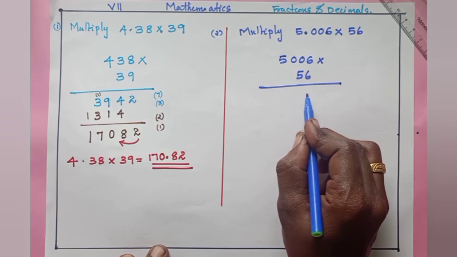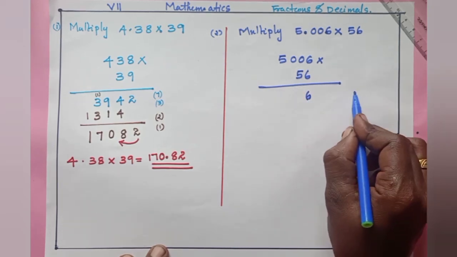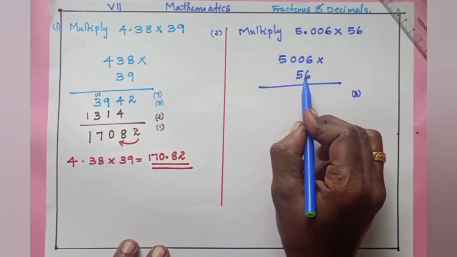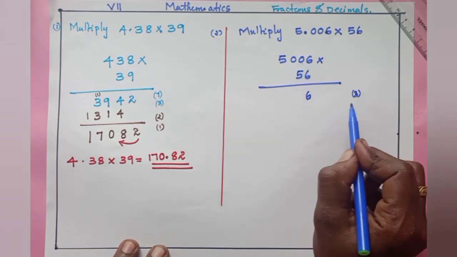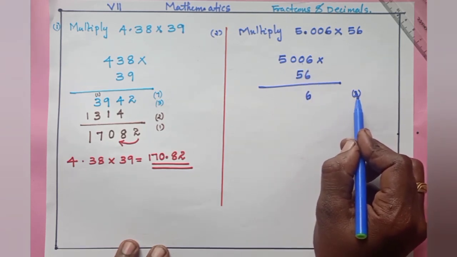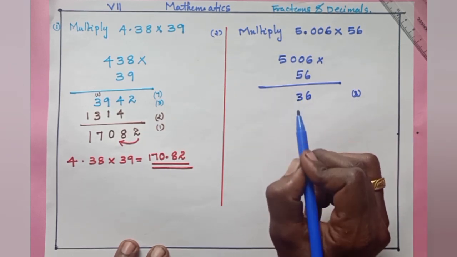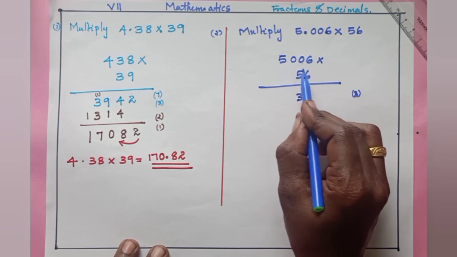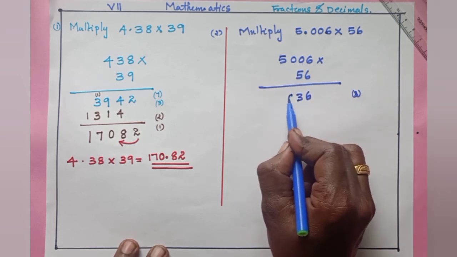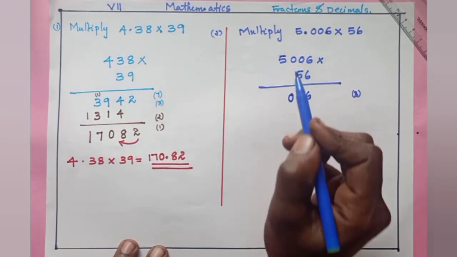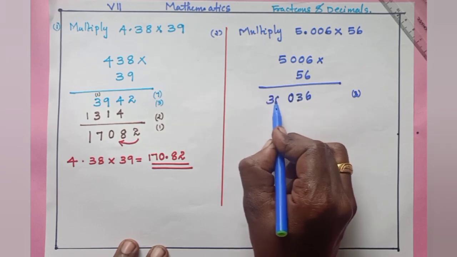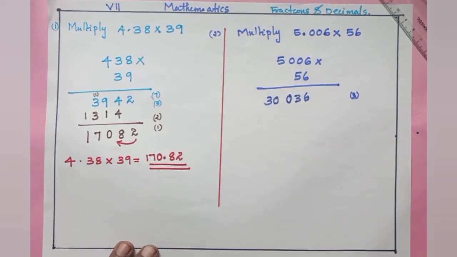6 6s are, yes, 36, 3 balance, 6 0, very easy, 0. Listen here, adding this remainder, 0 plus 3, 3. Then 6 into 0, 0. Then 6 into 5, 30.